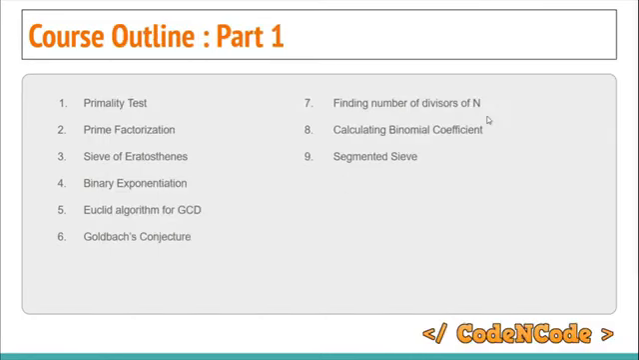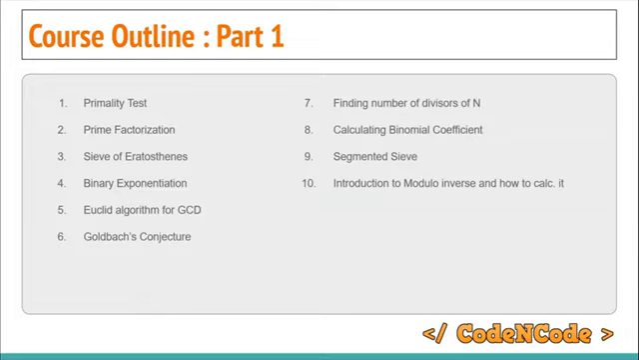So after studying segmented sieve, we'll be studying modulo inverse, which is one of the most important concepts in modular arithmetic. So this is basically part 1.